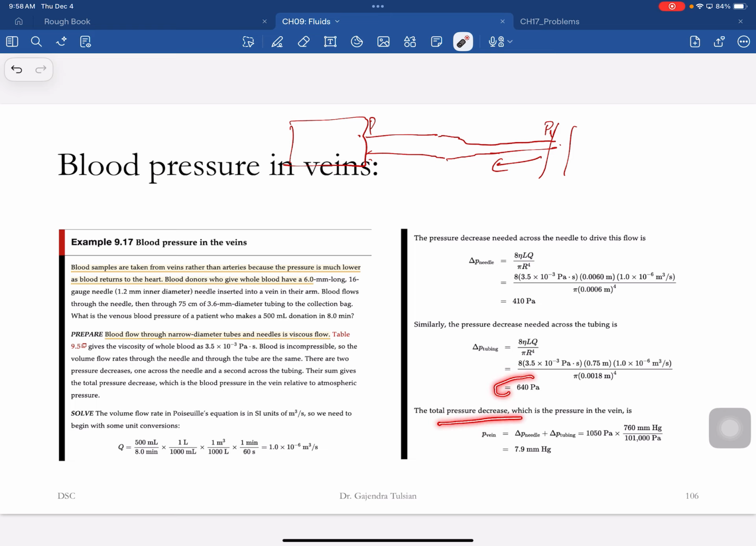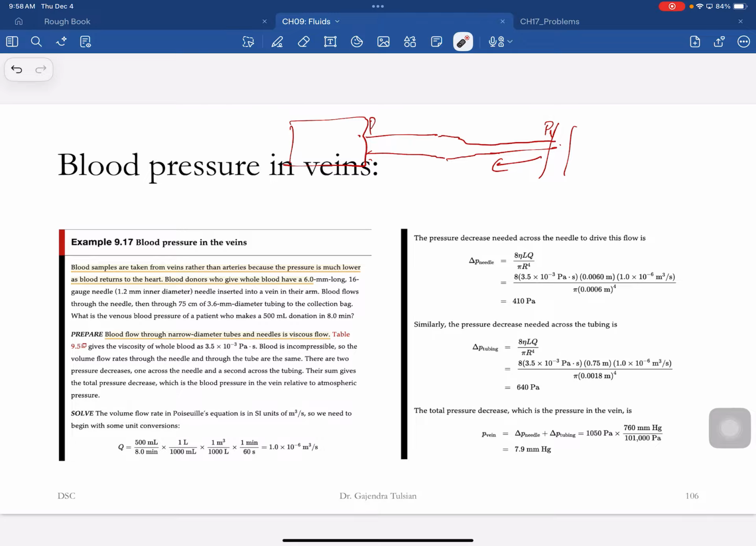So the total pressure decrease from the veins to there is 8 millimeters of mercury, and that's the pressure in your veins, roughly. In your arteries, it would be about 80 millimeters of mercury. That would be 10 times greater, and the flow rate would be 10 times greater.